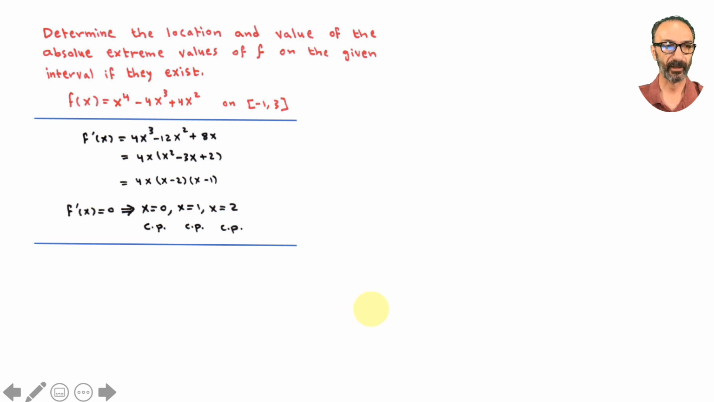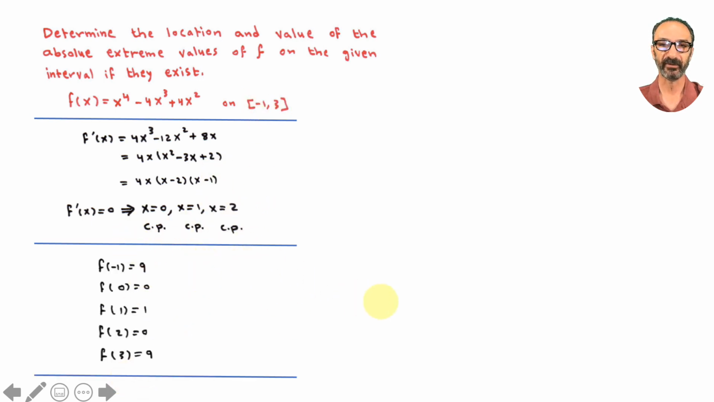Now, I have 3 critical points inside, but because I need to find the extreme values, I need to consider the endpoints also. Saving you some time, I found the values just by plugging in the numbers: the start point and end point, -1 and 3, and 0, 1, 2. Here are the values. You could go back and forth and look at them, but let me give you the answers.